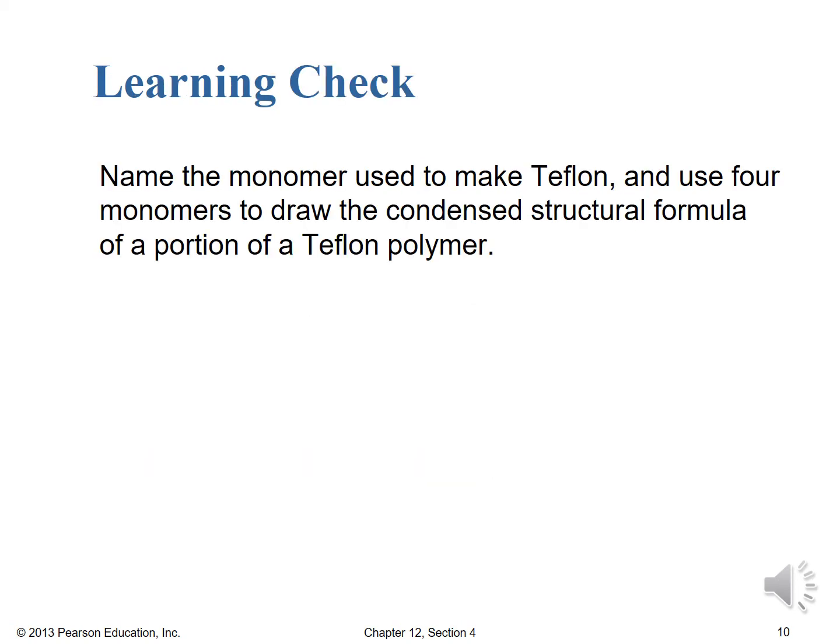Okay, here's a follow-up learning check for those of you who are feeling very comfortable with this concept of polymers and monomers. In this learning check, you're asked to name the monomer used to make Teflon. So you may need to flip back to chapter 12, the table 12.3 that we were talking through earlier, and then use 4 monomers. So draw 4 monomers, one plus the other plus the other plus the other, to draw the condensed structural formula of a portion of the Teflon polymer. So pause the video here while you do that. Start us back up when you're ready to check your work.